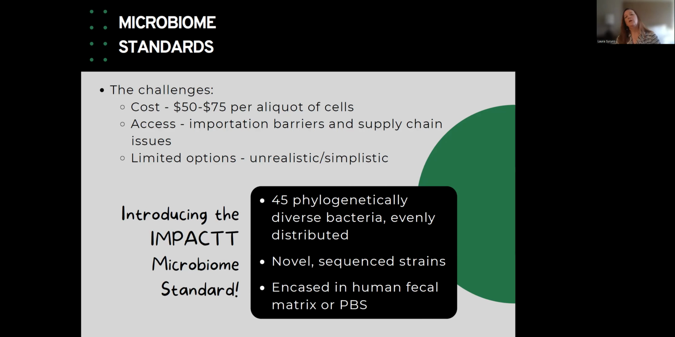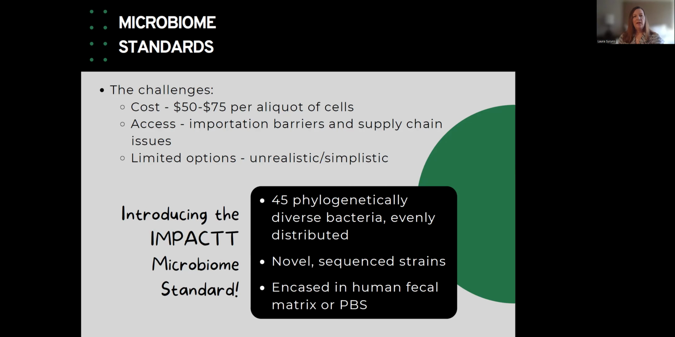So in that light, we are introducing the IMPACTT Microbiome Standard. This is something that we've partnered with Dr. Emma Allen-Vercoe at the University of Guelph to produce. She has developed this protocol for producing these standards, and she very graciously agreed to produce a set of 4,000 standards for the Canadian microbiome community through IMPACTT.